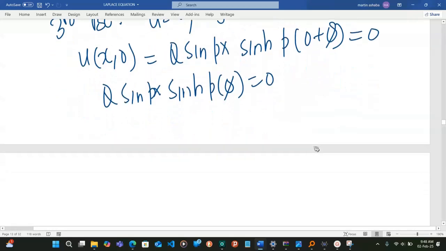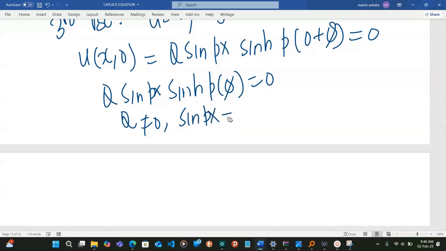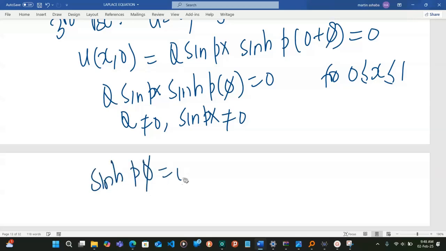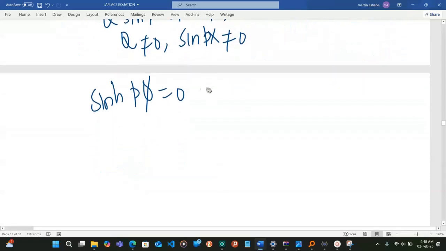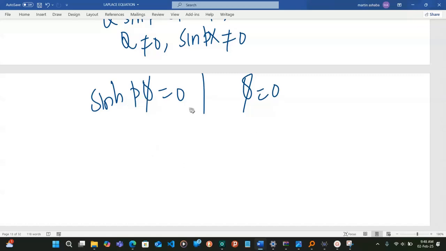We said again that 2 itself cannot equal 0, because if that happens, we shall have no solution. Sine px cannot equal 0. That is true for values of 0 < x < 1. If this is to hold, then sine px cannot equal 0. That leaves us with the only choice of saying that the hyperbolic sine of phi is the only value that is going to be 0. And this is true if phi is equal to 0, because p itself will not equal 0.